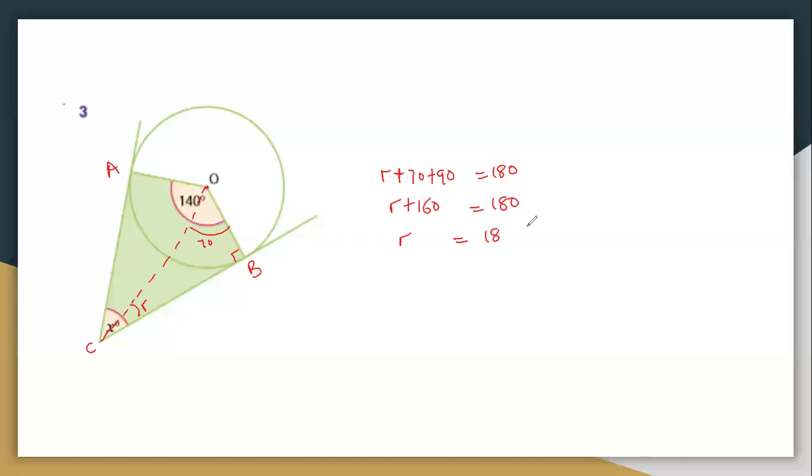So we have two R's. We add R plus R, we shall get 2R. So 2 times 20, we shall get 40 degrees. So X is equal to 40 degrees. Okay. Thank you. That is one approach. Yes, thank you, Chris.